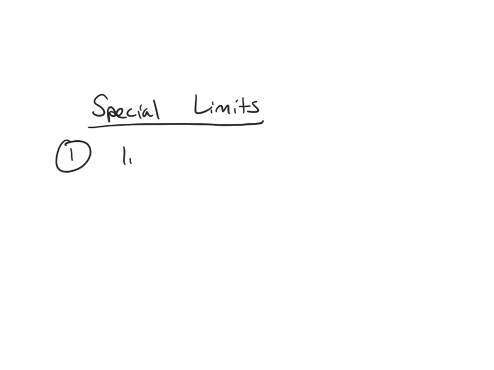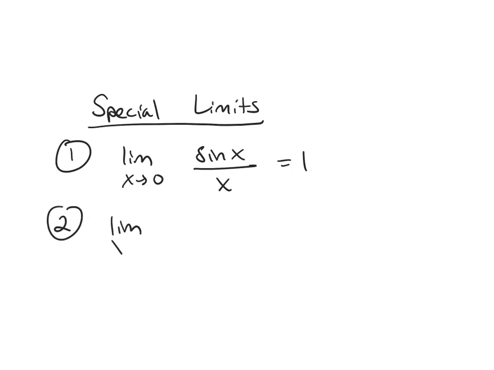So now we're going to talk about three very special limits. I'm not going to go into a whole lot of detail about these. I'm just going to write them down. The limit as x goes to 0 of sine of x over x is 1. The limit as x goes to 0 of (1 minus cosine x) over x is 0.